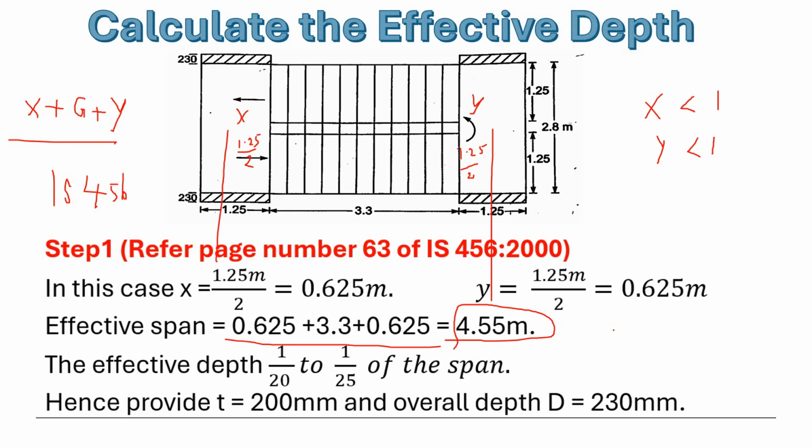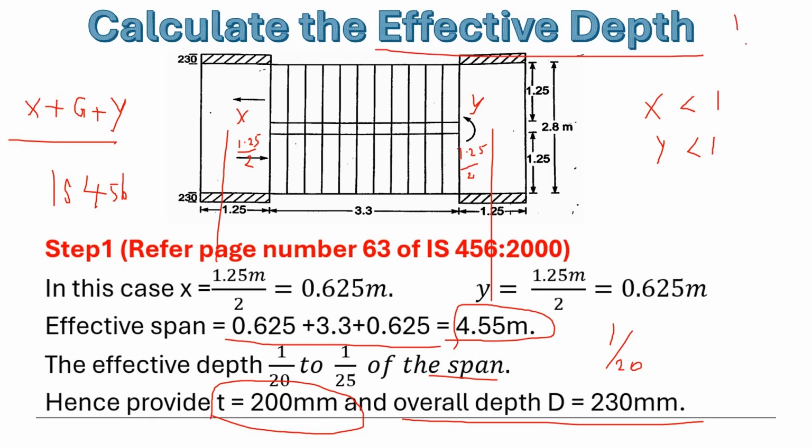Effective depth is 1 by 20 to 1 by 25 of the span. So if you do that, you will get small t as 200 mm, which is the thickness of the waist slab, and overall depth you can assume to be 230 millimeter. You understand? So this is how we calculate the effective depth.